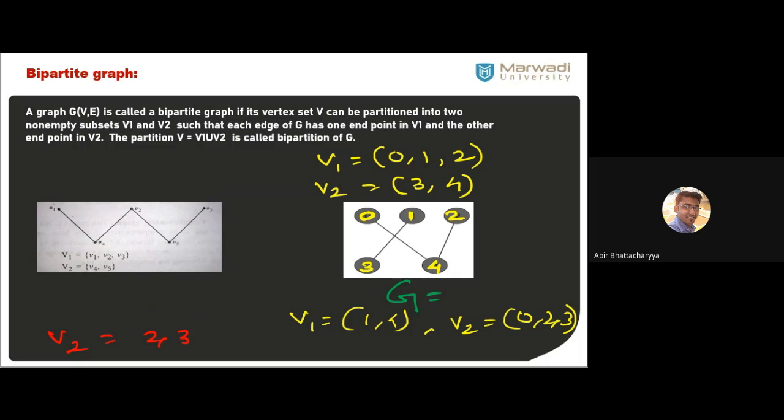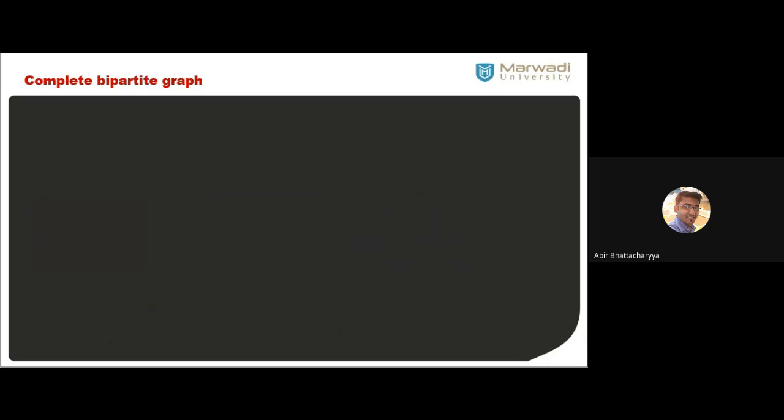So only two possibilities here. Only two partitions are possible. Let's proceed to the next things.